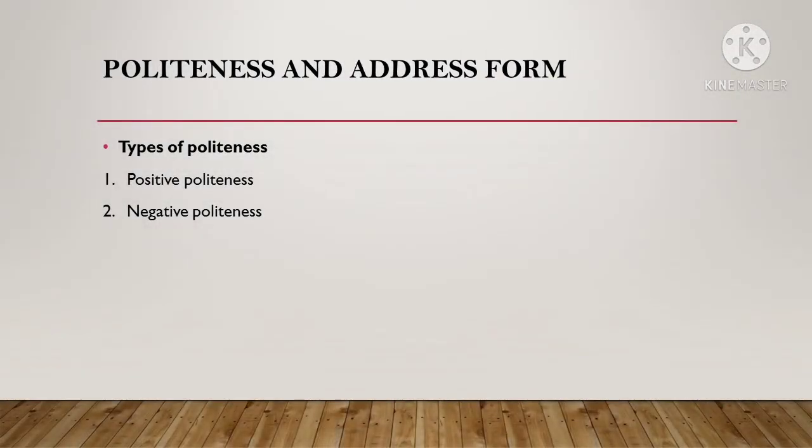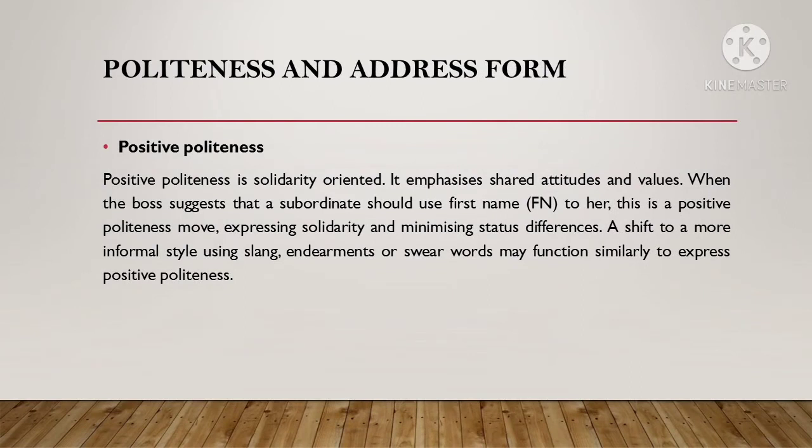And then for the types, there are two types of politeness. The first is positive politeness, and the second is negative politeness. Positive politeness is solidarity oriented. It emphasizes shared attitudes and values. When the boss suggests that a subordinate should use first name or FN to her, this is a positive politeness move, expressing solidarity and minimizing status differences. A shift to a more informal style using slang or swear words may function similarly to express positive politeness.